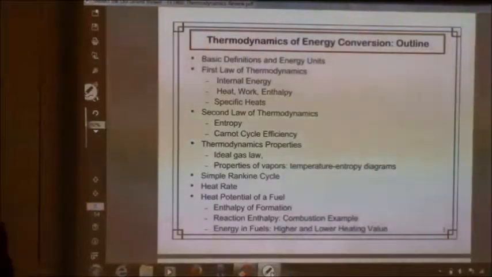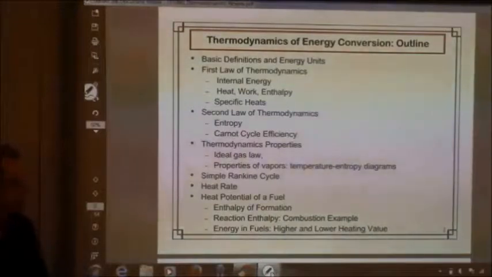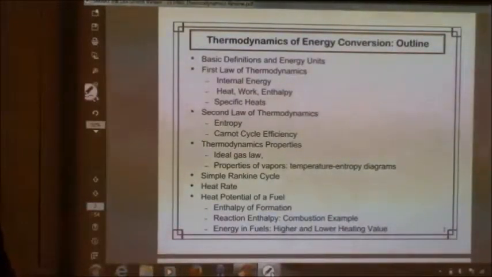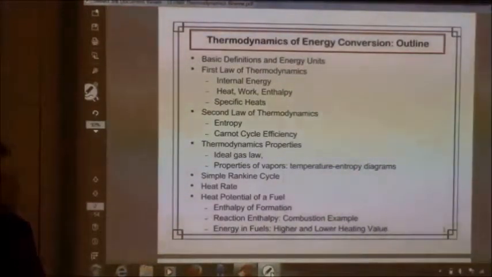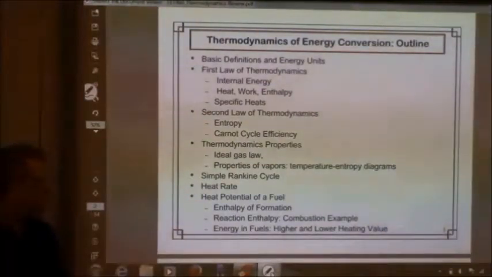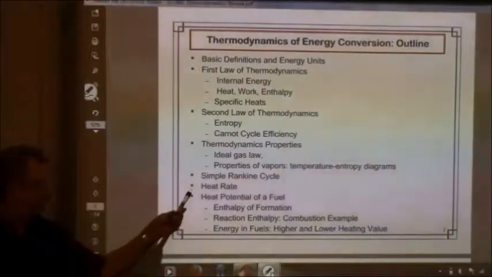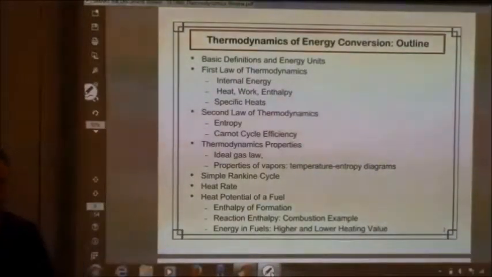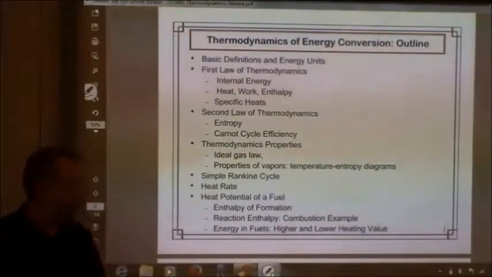Okay, so first of all, what we're going to do is start looking at basic definitions and energy units. We'll go through the first law of thermodynamics, talk about vocabulary, internal energy, work, heat, and enthalpy. Then we'll get into the second law of thermodynamics, thermodynamic properties. Then we'll talk about some thermodynamic cycles and finish up talking briefly about energy content in fuels.